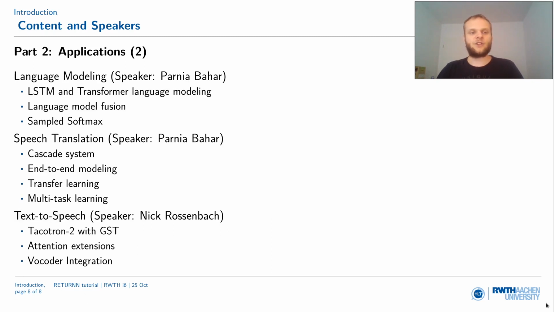After that, we have the language modeling. Here we will discuss in general how to have good implementations for LSTM and transformer language models, how to perform language model fusion in the context of ASR systems, and minor details such as sample softmax. Then, following up on the explanations on machine translation and ASR, we will discuss speech translation, where we will present a cascaded approach as well as end-to-end modeling. Here the focus will be on transfer learning and multitask learning. The final application is text-to-speech, and here we will speak about the Tacotron 2 architecture extended with global style tokens and using some attention extensions and vocoder integration as examples of the necessary features for frameworks.